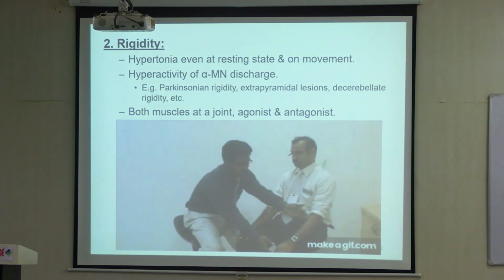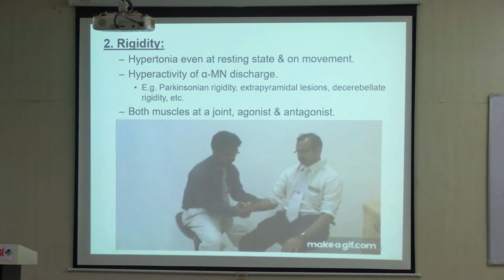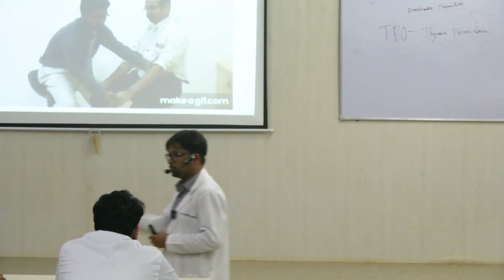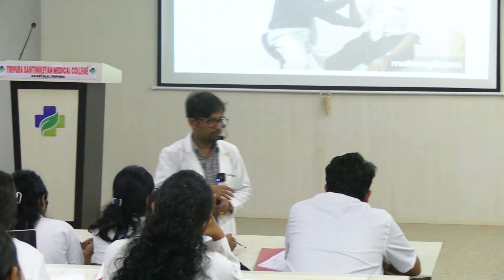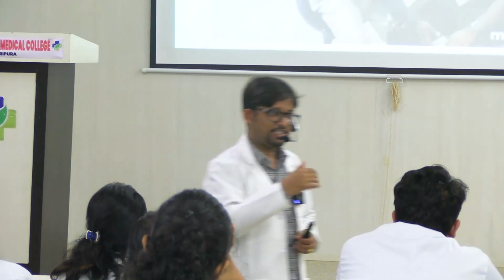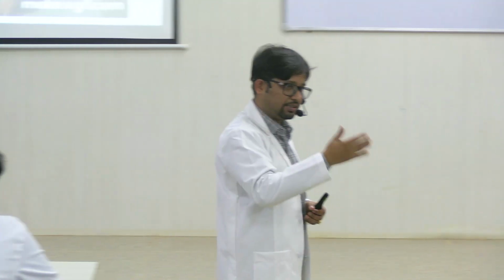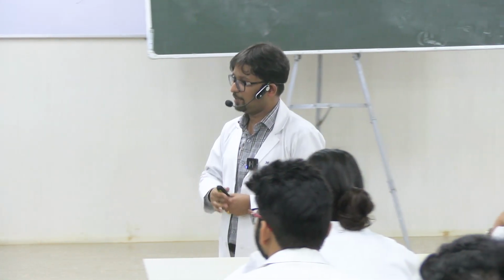So I'm just pointing out the important differences again. In spasticity, resistance is felt initially, followed by sudden let go. In rigidity, throughout the course of the movement we come across resistance, hypertonia. If it is smooth throughout the course of the resistance, it is lead pipe. If it is interrupted throughout the range of motion, this is cogwheel type of rigidity.